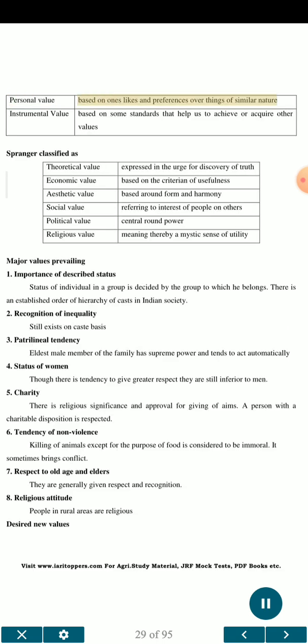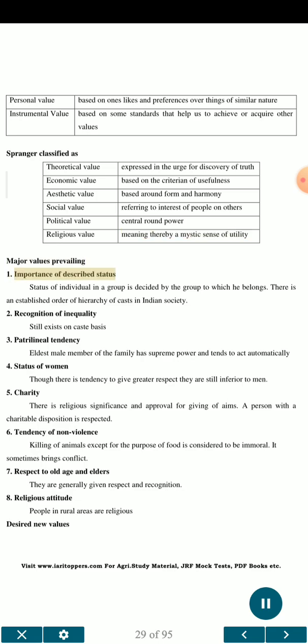Personal value: based on one's likes and preferences over things of similar nature. Instrumental value: based on some standards that help us to achieve or acquire other values. Spranger classified theoretical value, expressed in the urge for discovery of truth. Economic value: based on the criterion of usefulness. Aesthetic value: based around form and harmony. Social value: referring to interest of people in others. Political value: centred around power. Religious value: meaning thereby a mystic sense of utility.